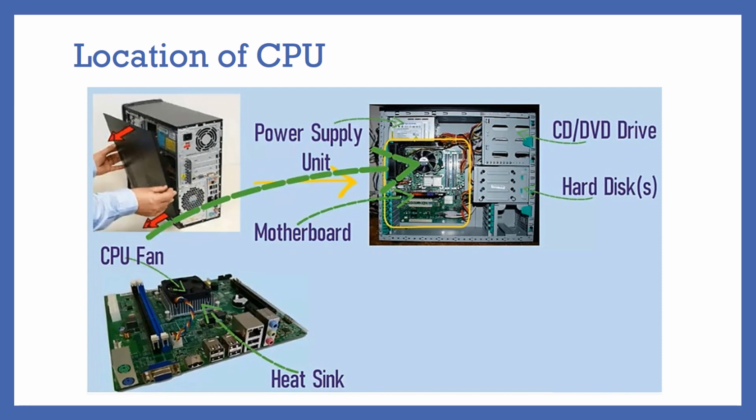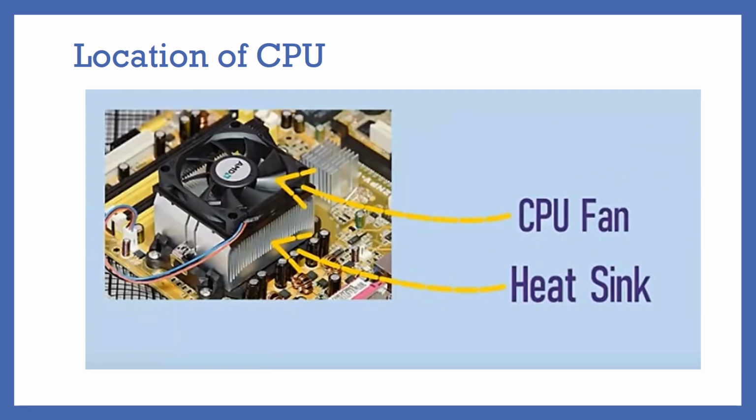the motherboard. Over here, right above the CPU there is a heat sink, and over the heat sink there is a CPU fan. So still you are unable to see the CPU. So what is the purpose of the CPU fan and the heat sink right over the CPU?